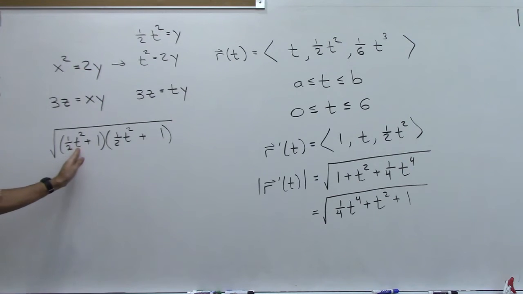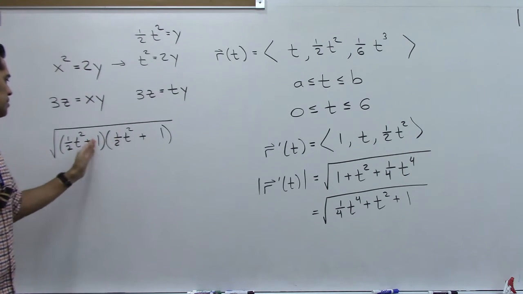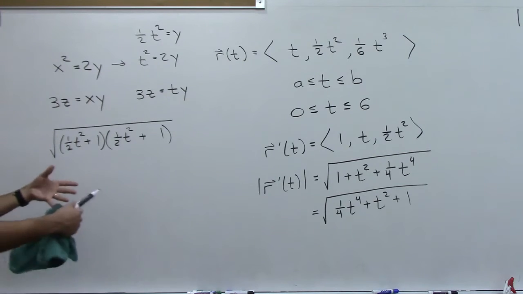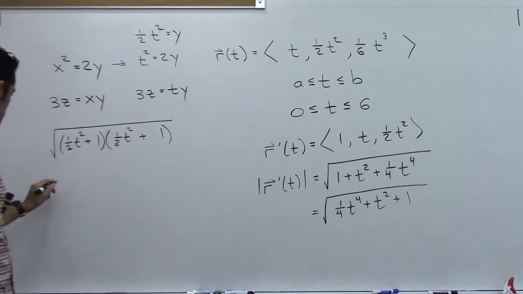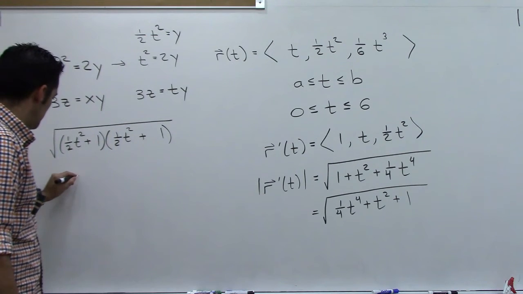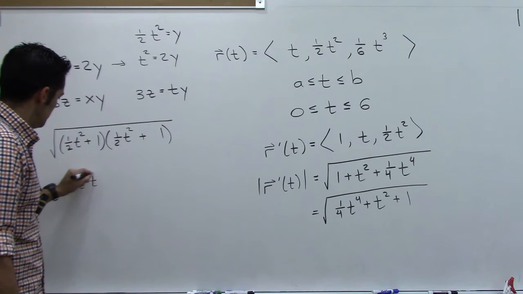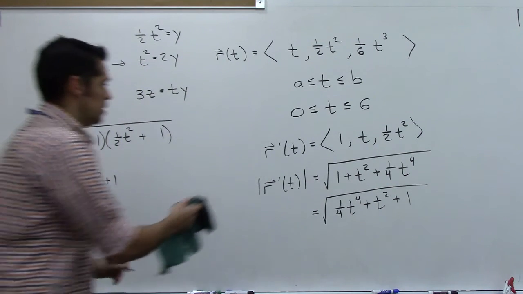We do 1/2 t squared times 1 is 1/2 t squared. 1/2 t squared times 1 again is another 1/2 t squared. We add those together, we should get a t squared. And then 1 times 1. So that works, good. So since they're the same thing, take the square root, we just get 1/2 t squared plus 1. So I'm ready, integral time.